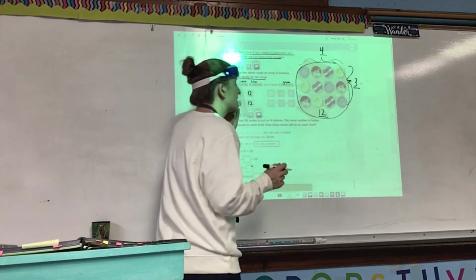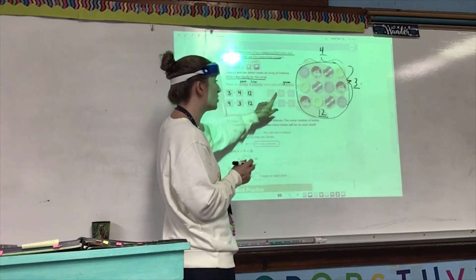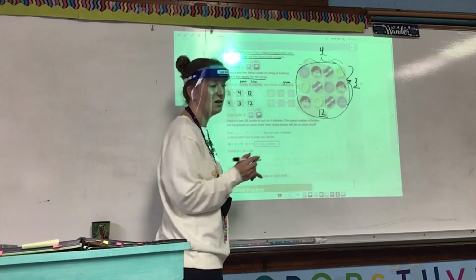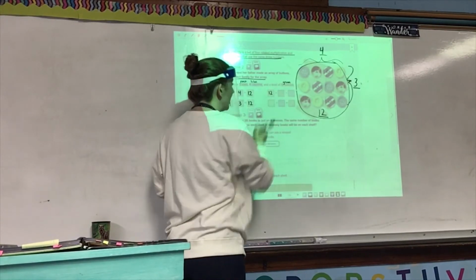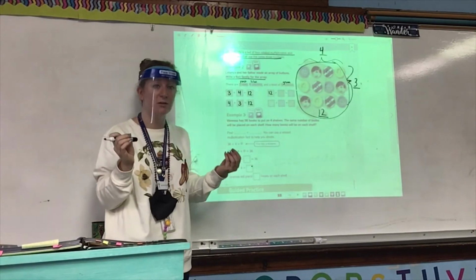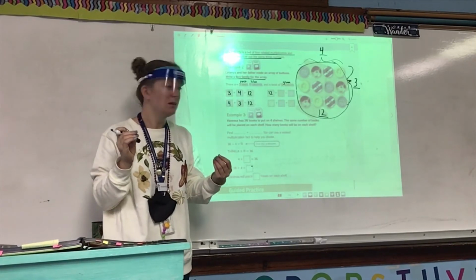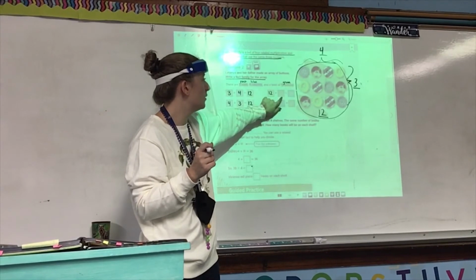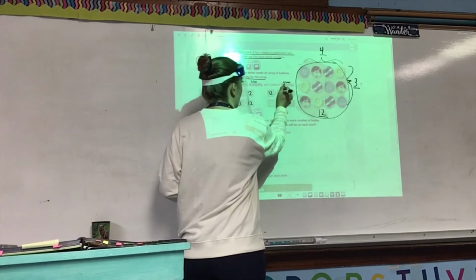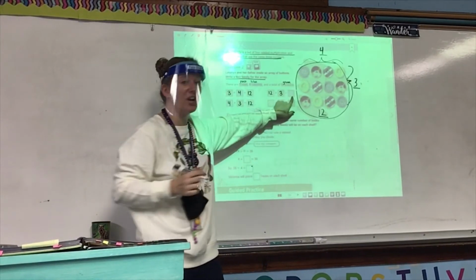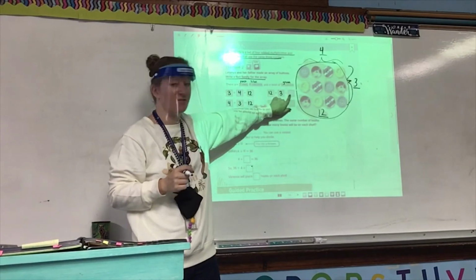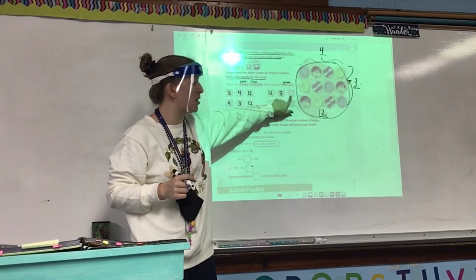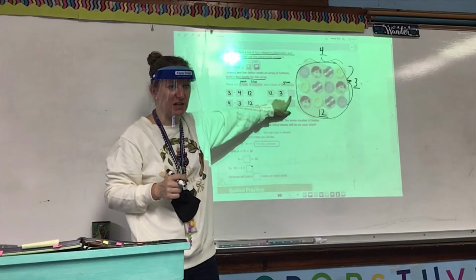Total number of objects. So what is the total number of objects for this array? 12. And then we can either divide by the rows or the columns. In this case, we're going to divide by the number of rows, which is how many? 3. And then our answer is going to be whichever one we didn't divide by. So we divided by the number of rows, so our answer is going to be the number of columns.